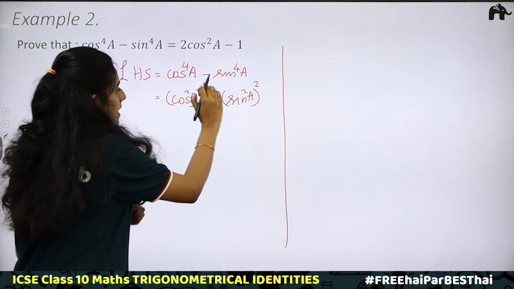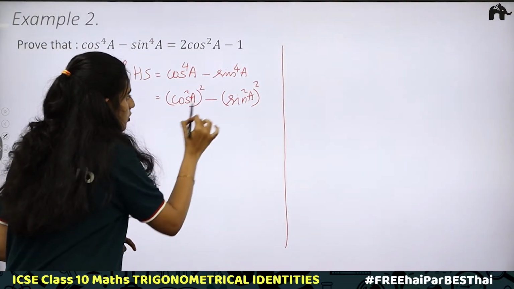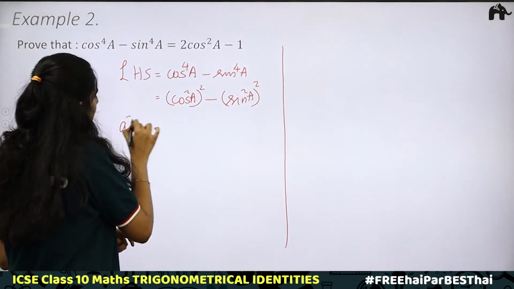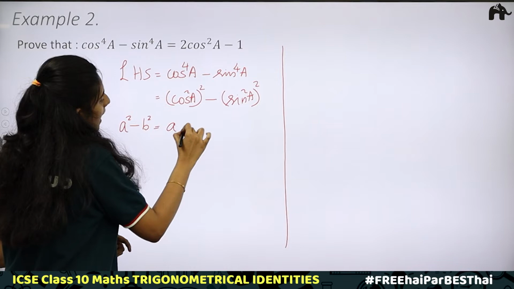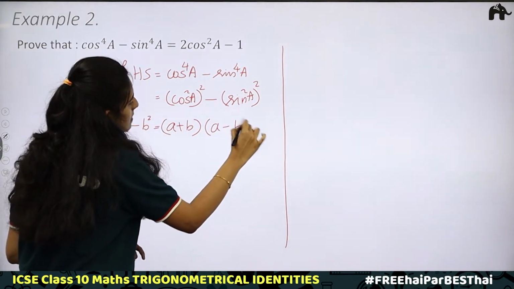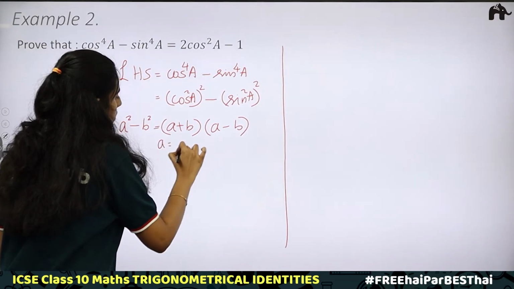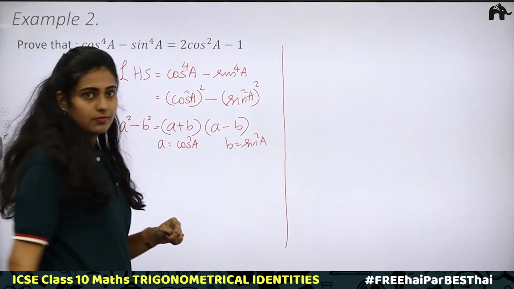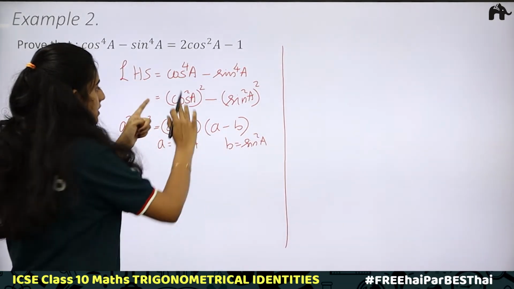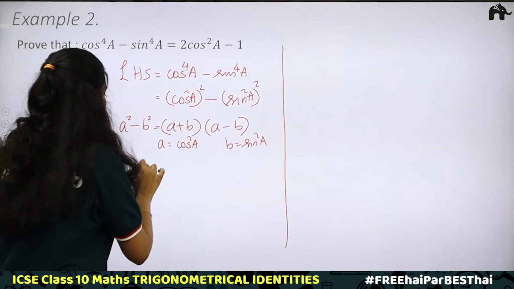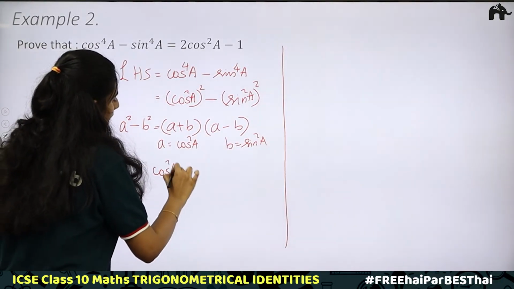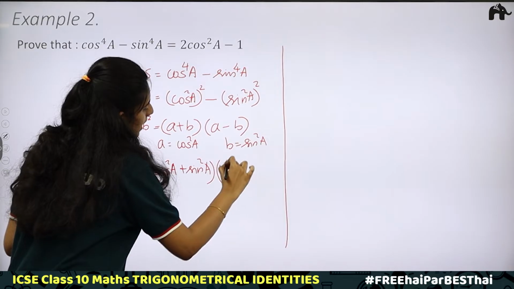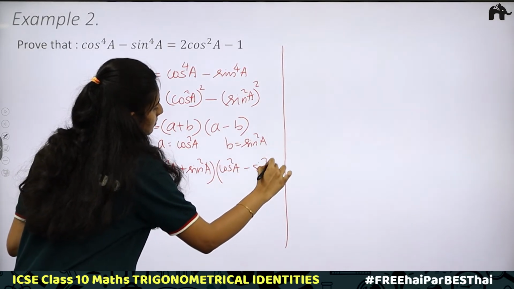Now this is of the form a square minus b square. In place of a we have cos square A and in place of b we have sin square A. We have studied a square minus b square is equal to a plus b into a minus b. Here a is equal to cos square A and b is taken as sin square A. So this can be written as cos square A plus sin square A into cos square A minus sin square A.